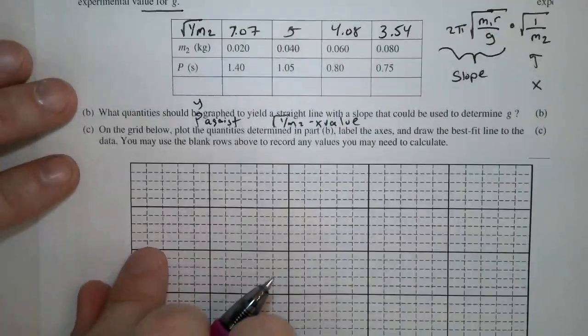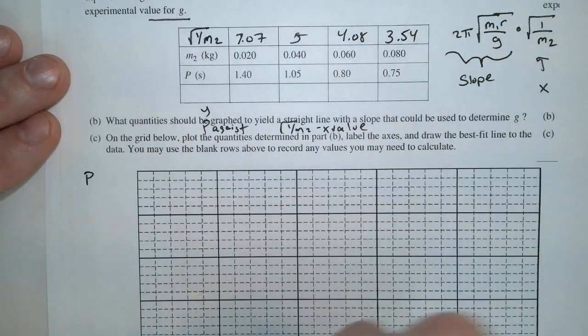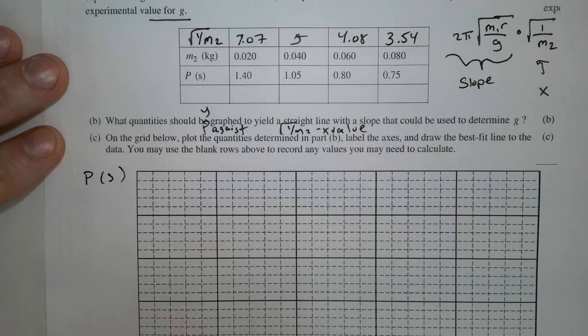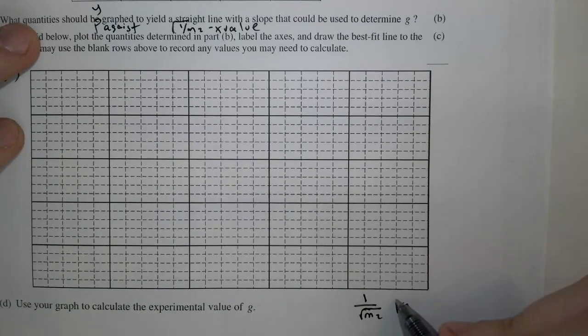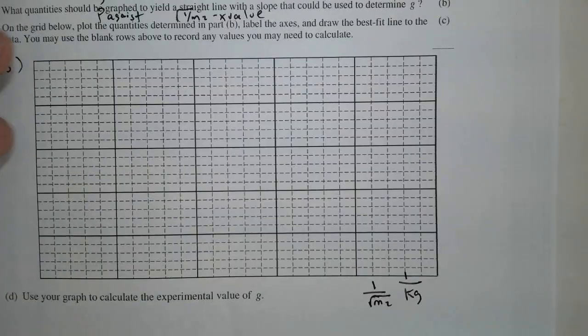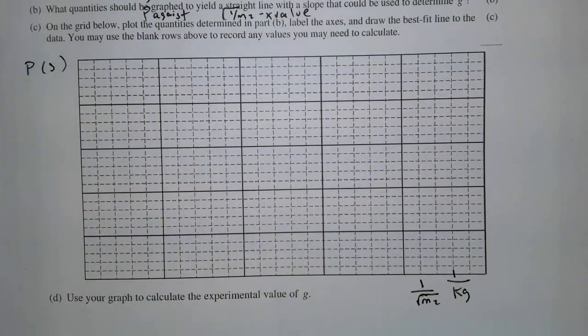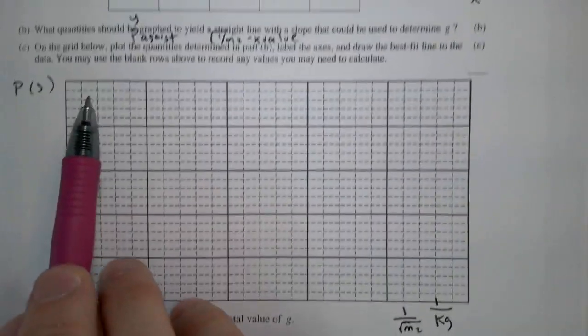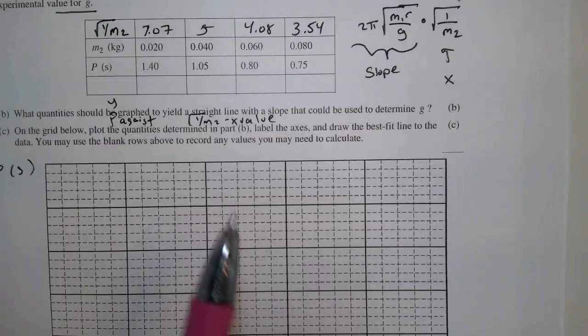All right, and then we have P, which is in seconds. It's 1 over square root of kilogram. 1 over kilogram? Yeah, it's 1 over kilogram. We might do a unit analysis at the end, but this video is already getting long. So now let's plot the values.